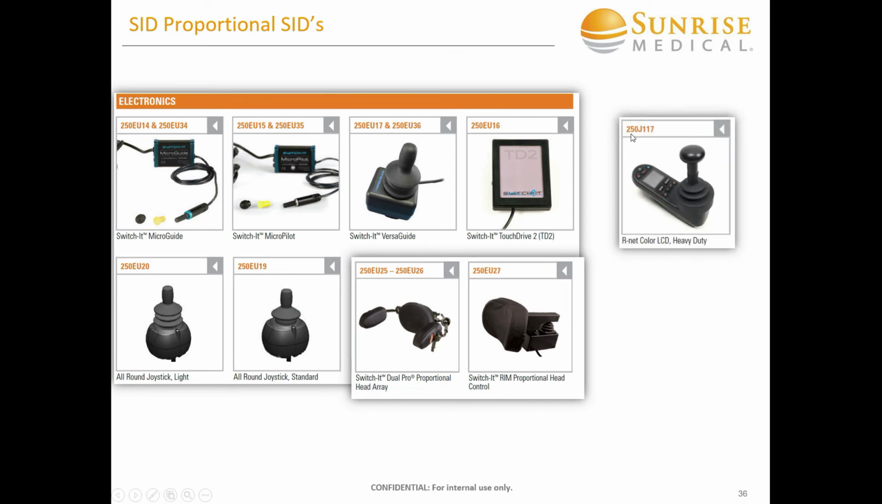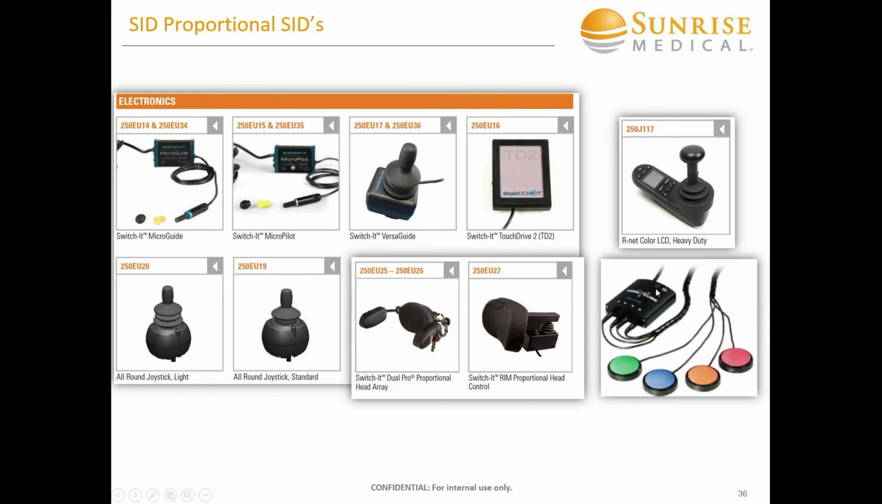Couple things we also offer. We do offer the heavy duty, which is a large joystick inside of a standard RNet system. This does not require the Omni, but I just thought I would put this on here to remind you that we do have that option for people with really gross movements and really are hard on joysticks. This is something that'll stand up to the test of their strength.